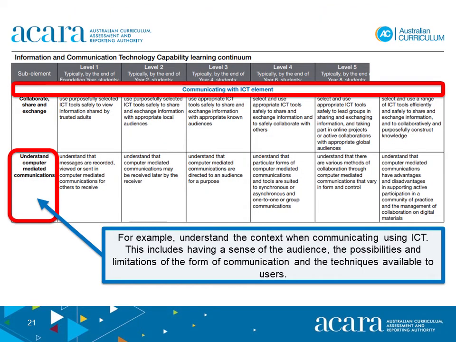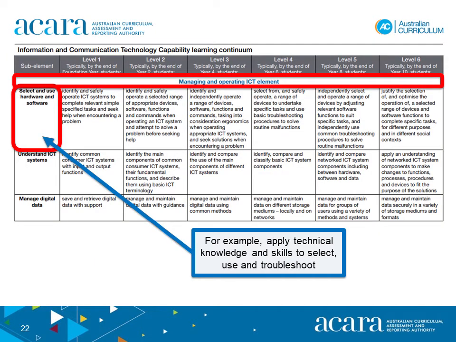The second sub-element is understand computer-mediated communications. Here, students develop an understanding of the context when communicating using ICT, including a sense of the audience, the form of communication, the techniques used, and the characteristics of the users and the technologies. The fifth and final element in the continuum is managing and operating ICT. The first sub-element is select and use hardware and software.